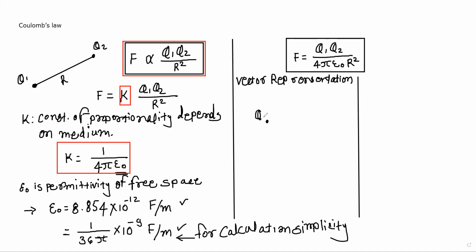Let's say Q1 here, Q2 here. These two are separated by distance r. Now I have drawn an arrow on Q2. That means the vector is from Q1 to Q2, right? So in that case, I'll represent it as r12. r12 is the distance from Q1 to Q2, right? So this way I can represent a direction.